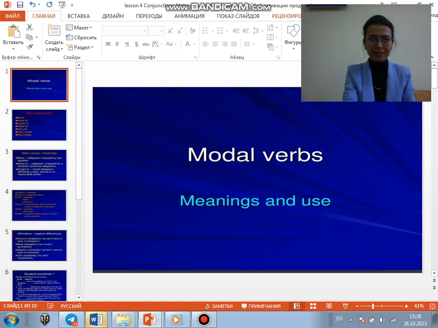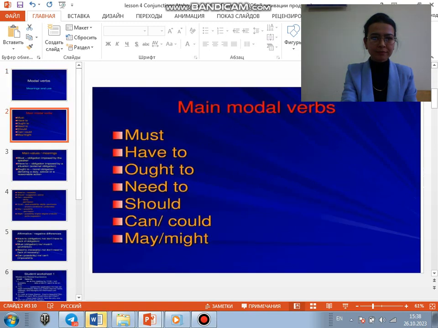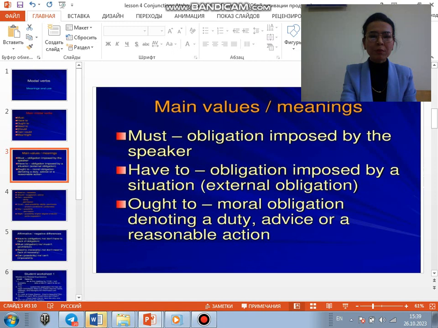Good morning, students. We have a lesson about modal verbs and their meaning and usage. How can we use these modal verbs in our speech? First of all, you have to know the main modal verbs in English. They are must, have to, ought to, need to, should, can, could, and may, might. If we pay attention to their meaning, they have many values and meanings in our speech.